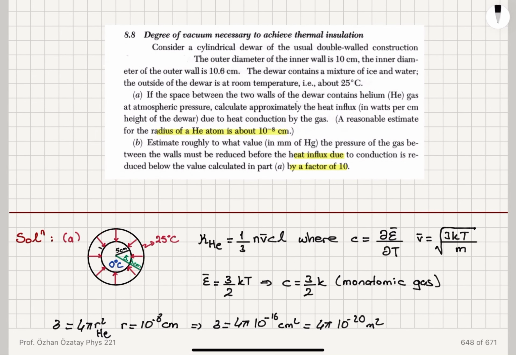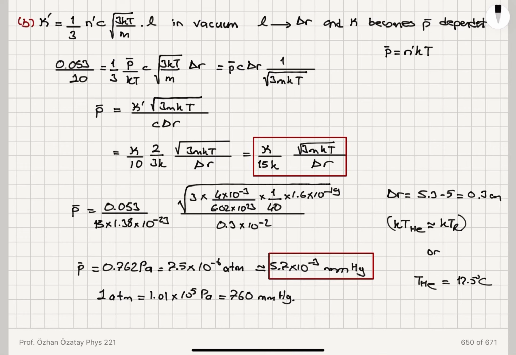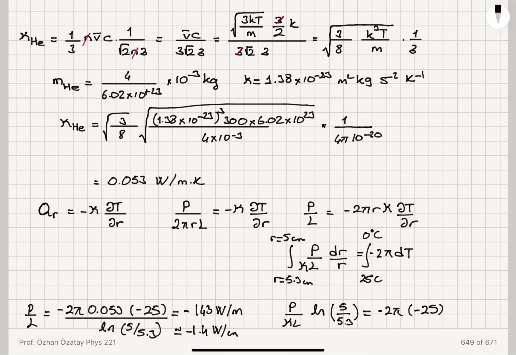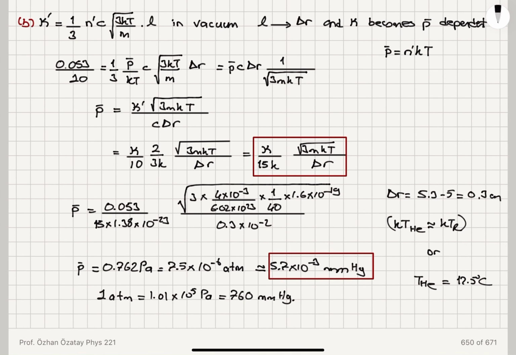The heat influx in watts per centimeter height of the dewar due to heat conduction. And under vacuum conditions, when the thermal conductivity of helium is reduced by a factor of 10, this heat influx will be reduced by a factor of 10. So with that, the new thermal conductivity, because this is a vacuum condition, we are estimating L to be equal to the dimensions of the box, which is delta R here.